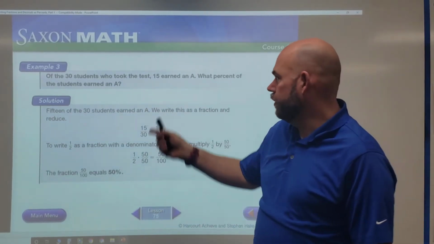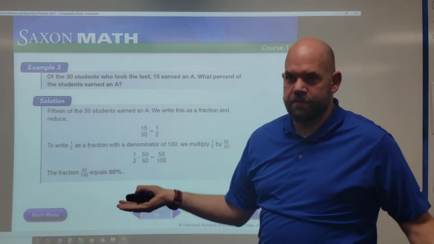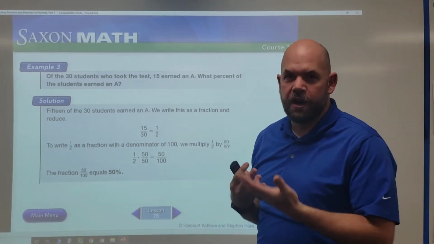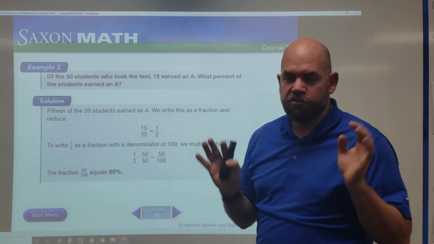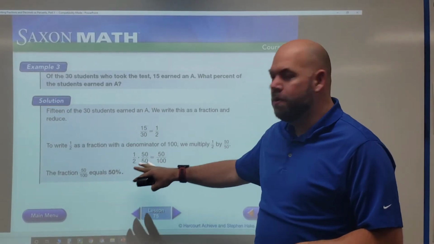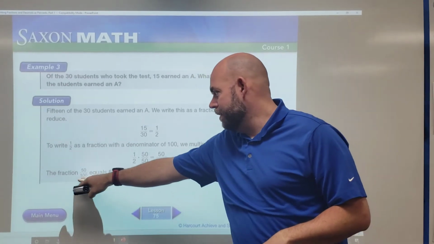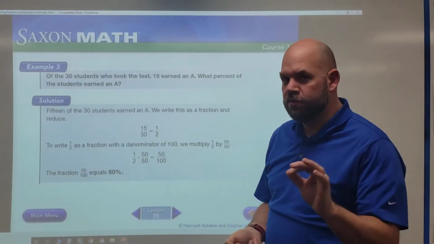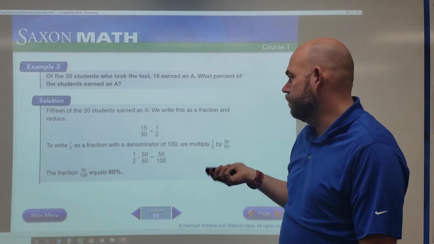Now, a lot of you are just going to look at that and say 15 out of 30, that's half or 50%, right? Most of us do this conversion in our brain naturally, and that's great. We want to remember the formula for how to do it. Make sure the denominator is 100, because sometimes it does get tricky. So let's just remember, make sure the denominator is 100.